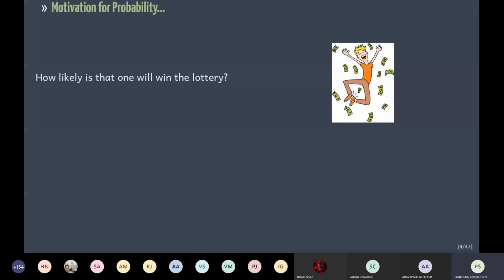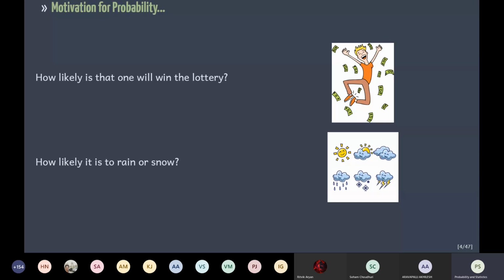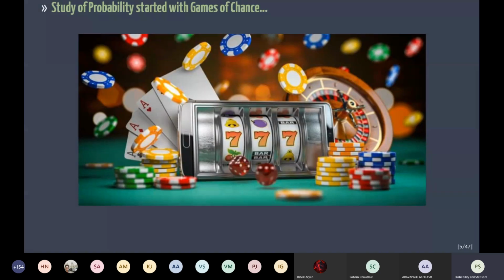You will see that it's quite fascinating, and it has so many applications these days. You cannot live without probability now, especially with the new data science and so on. It's all a prediction game. So the questions that we can ask usually are like, how likely is it that one will win the lottery? Again, lottery is based on luck. There are some uncertain things involved, and it really depends on your luck. How likely is it to rain or snow? That's what I discussed before.